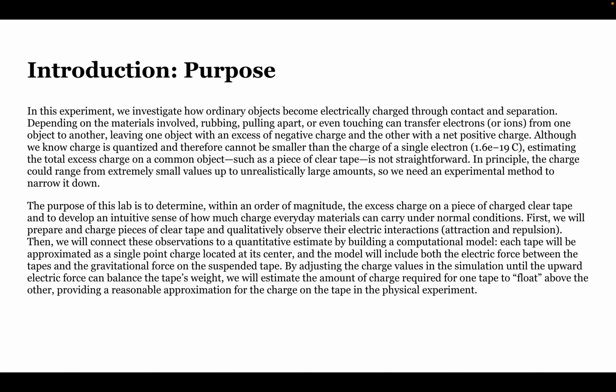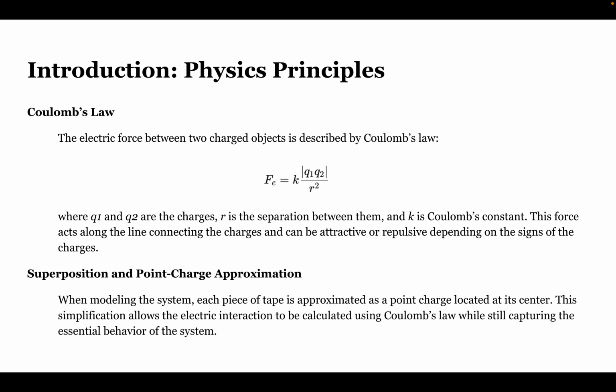Each tape will be approximated as a single point charge located at its center, and the model will include both the electrical force between the tapes and the gravitational force on the suspended tape. Some key physics principles are Coulomb's law, the electrical force between two charged objects, which is Fe equals k over Q1 Q2 over r squared. So both of the charges multiplied by the constant k, over the distance squared, or the separation between them.